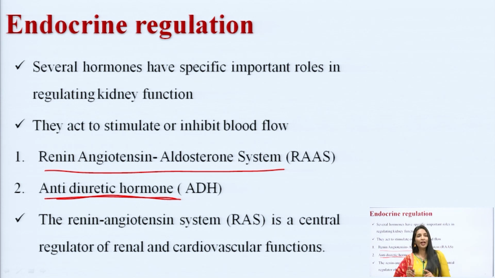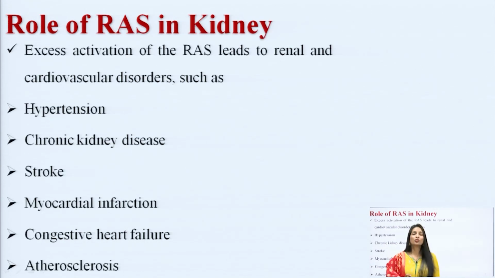Okay. So the renin angiotensin aldosterone system plays a very important role in both the kidney and the cardiovascular system. It is a system which will equally balance both systems, the kidney and the heart. Okay, so let me see the role of RAS in the kidney. So students, what is RAS? Renin angiotensin system. If there is any excess activation of this system, what are we going to see here?